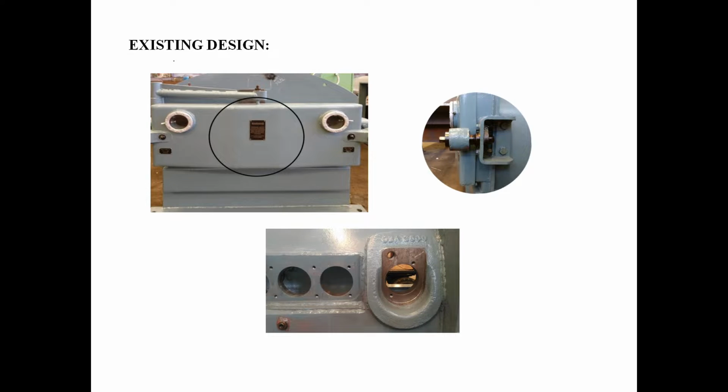This is an existing design of gravimetric feeder, and this portion is the inspection door, and this is the portion of casted region. This particular region weighs around 40 kgs.